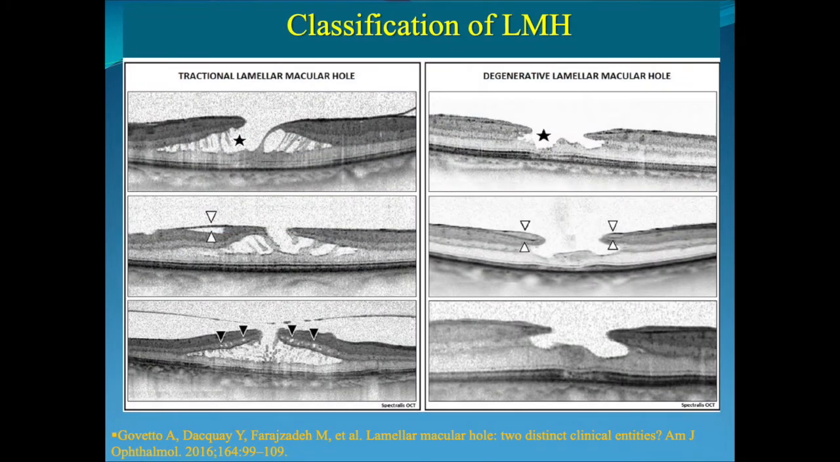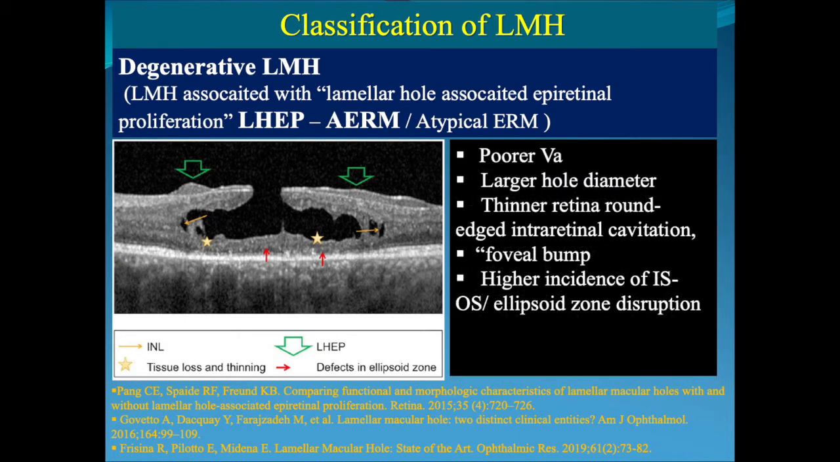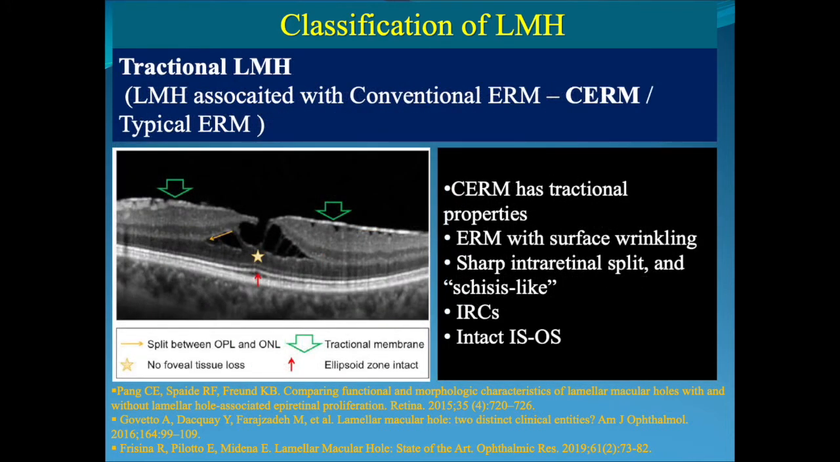Recently, Govetto et al. classified laminar macular holes into tractional and degenerative varieties. Degenerative LMH are associated with an atypical ERM or LHEP, which are thicker, non-tractional, and arise from inner retinal layers, and such holes have poorer visual acuity, large hole diameter, round edge cavitation, and higher incidence of ellipsoid zone disruption. Whereas tractional LMH are associated with conventional or typical ERM, and such holes have intraretinal split with schisis-like cavitations and generally have intact ellipsoid zone.